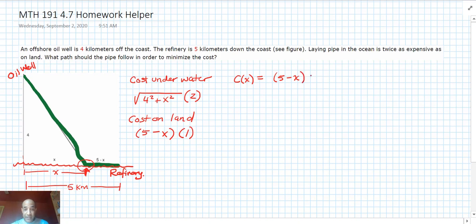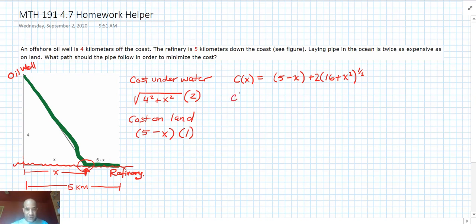5 minus X plus the other part. I'm going to write it as 16 plus X squared, all raised to the 1/2 power, times 2. I'll put the 2 in front here. Okay? So that's an expression for how much this is going to cost, depending on where we locate this X position here, right? So that's the function that we want to minimize.